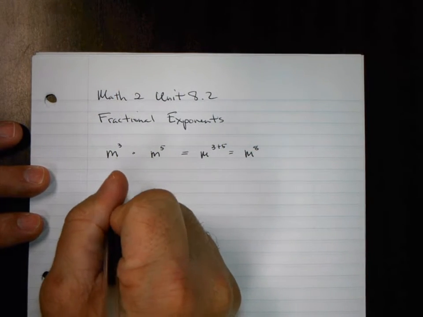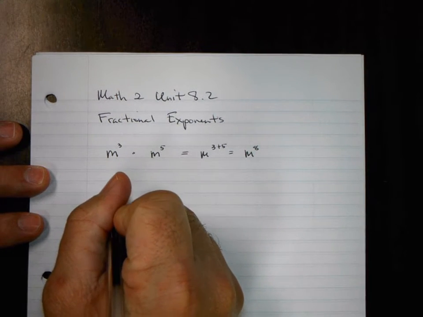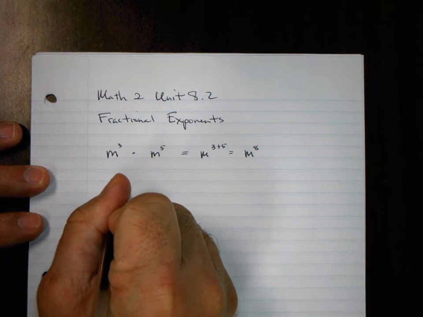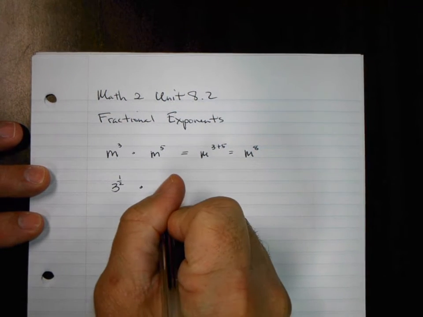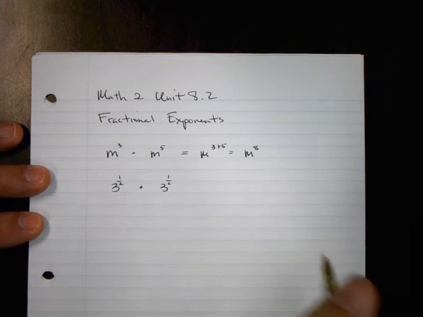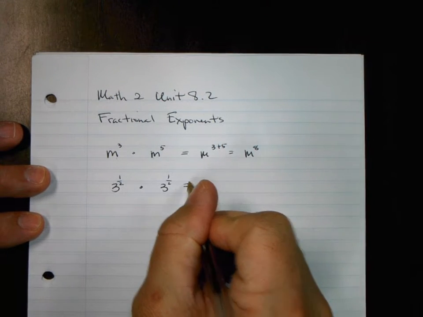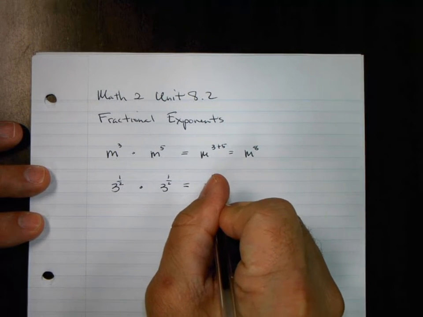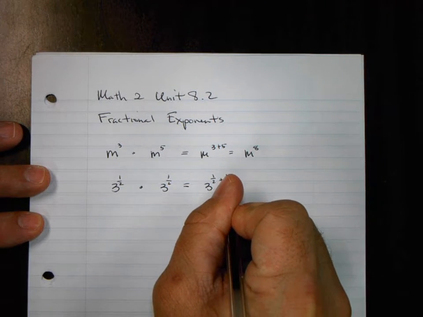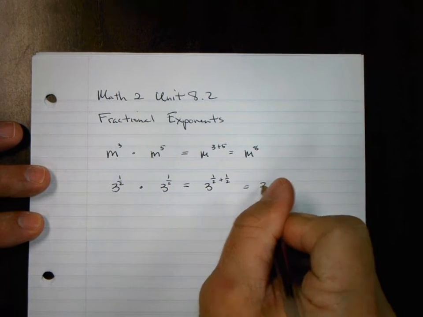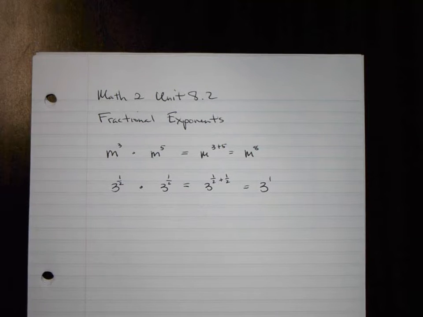What if we had, let's say, 3 to the 1/2 times 3 to the 1/2? Well, if we follow our rule, that is simply 3 to the 1/2 plus 1/2, which is 3 to the first, or just 3. 1/2 plus 1/2 is 1.